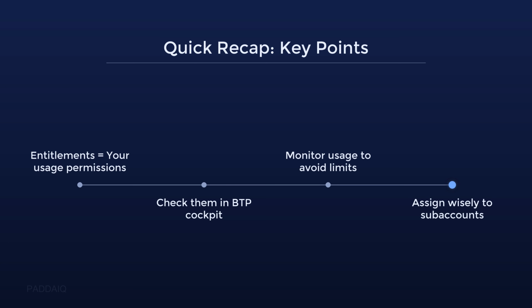Assign wisely to sub-accounts. This means organizing your BTP resources into logical groups for better management and security. For example, create separate sub-accounts for development, testing, and production environments. This structure helps control access and track costs effectively, ensuring a clear and secure project workflow.